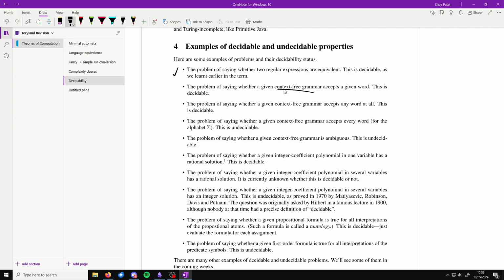The problem of saying whether a CFG accepts a given word is also decidable because we can systematically derive something from a grammar by replacing occurrences of variables. The problem of saying whether a CFG accepts any word at all is also decidable because that's essentially just trying out some sort of word.